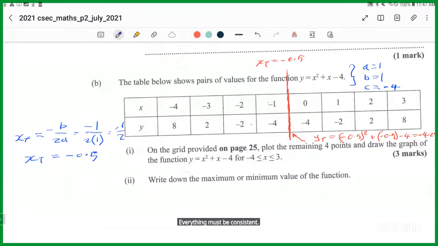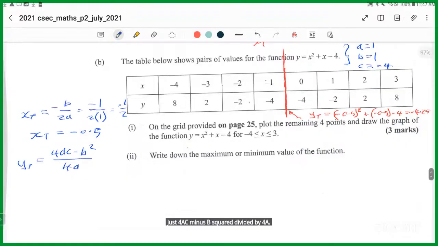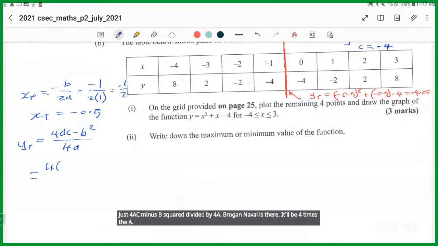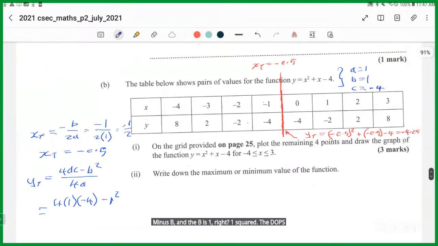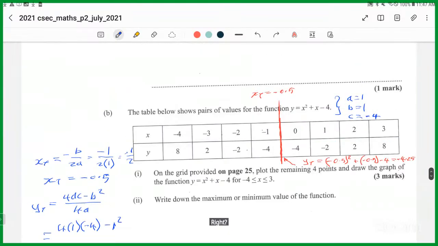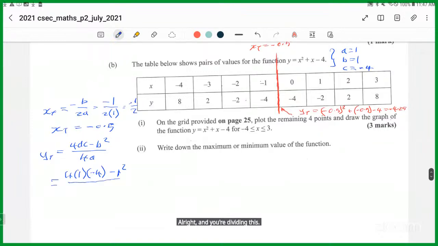And if we were to calculate the yt value using the formula method, which is 4ac minus b squared divided by 4a, and plug in the values there, it will be 4 times the a, which is 1, times the c, which is -4, minus b squared, and the b is 1, right? 1 squared. And you're dividing this by 4 times a, and the a is 1. So it's 4 times 1. If you simplify this, this becomes -16.